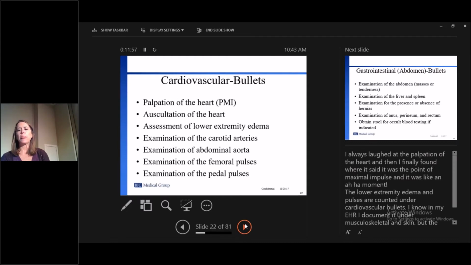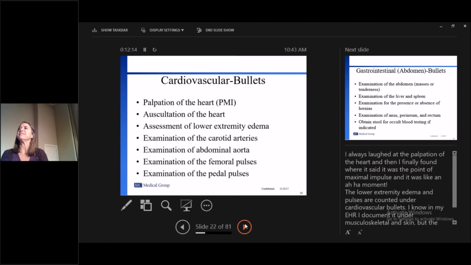For your heart, I always laughed at this first one when I was first trying to do this, and it said that you can document for palpation of the heart. I'm like, okay, how exactly am I going to palpate that heart? And then I finally found where it said it was the point of maximal impulse, and it was like an aha moment for me. I felt really dumb at the moment.